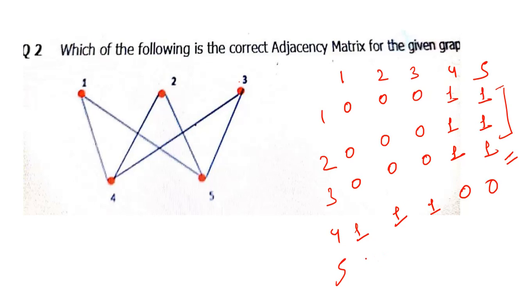5 to 1, there is an edge, so make it as 1. 5 to 2, there is an edge, so make it as 1. 5 to 3, there is an edge, so make it as 1. 5 to 4, there is no edge, so make it as 0. 5 to 5 is also 0. So that is the adjacency matrix for the given graph, right? I hope you understood how to make the adjacency matrix. Let's see the next question now.